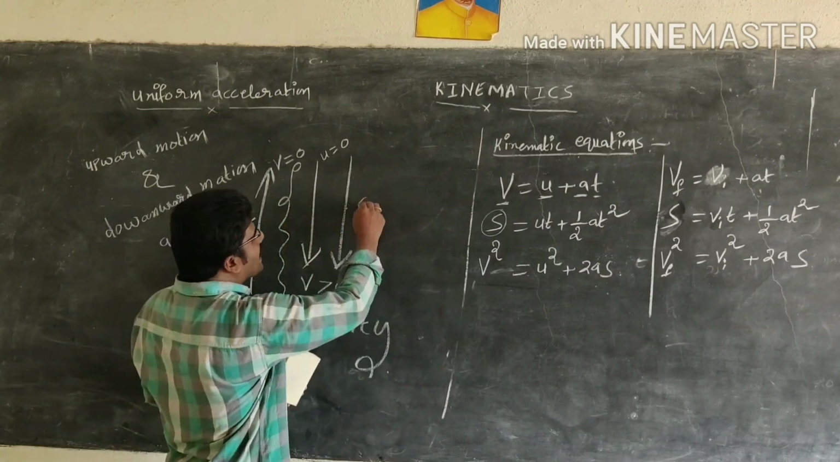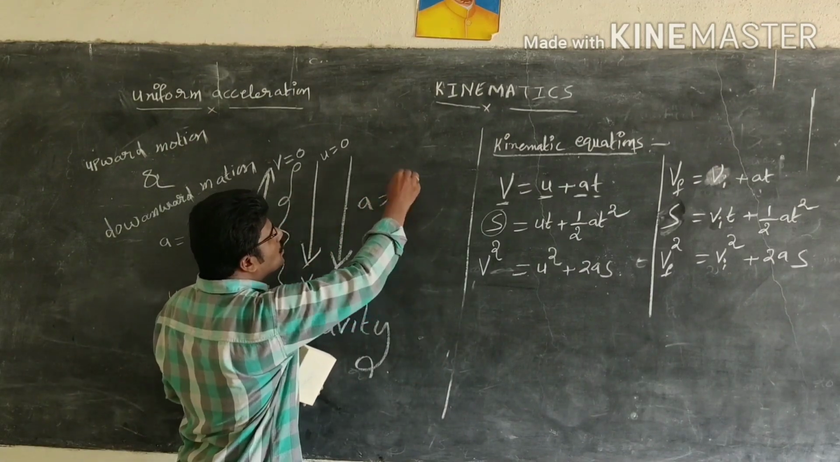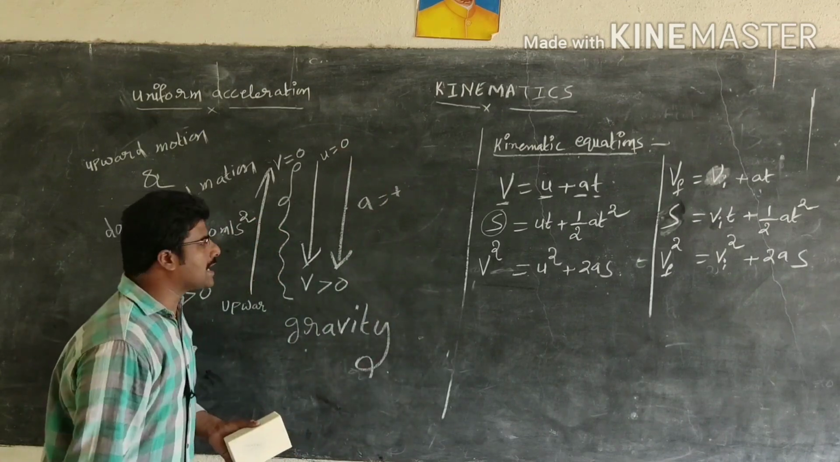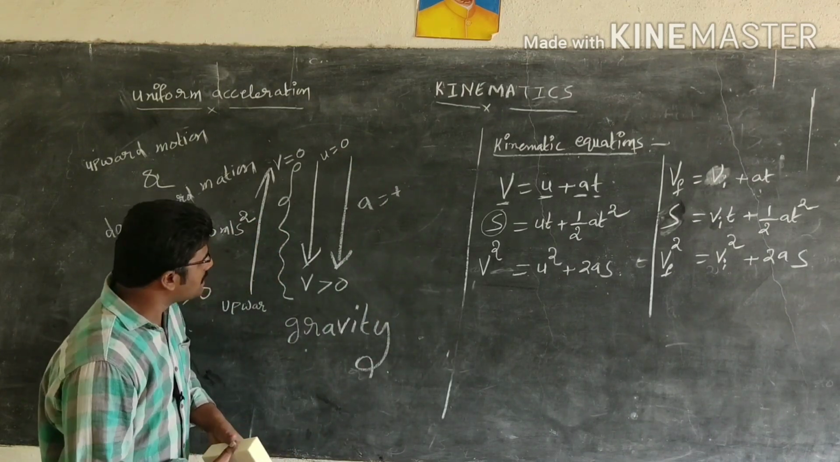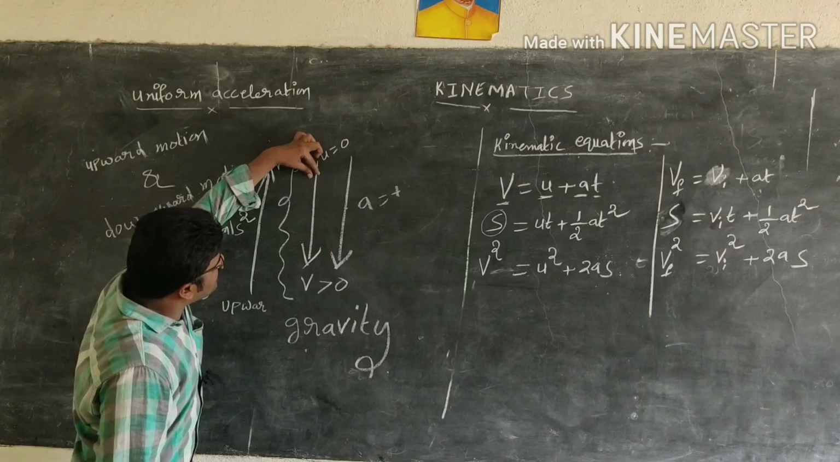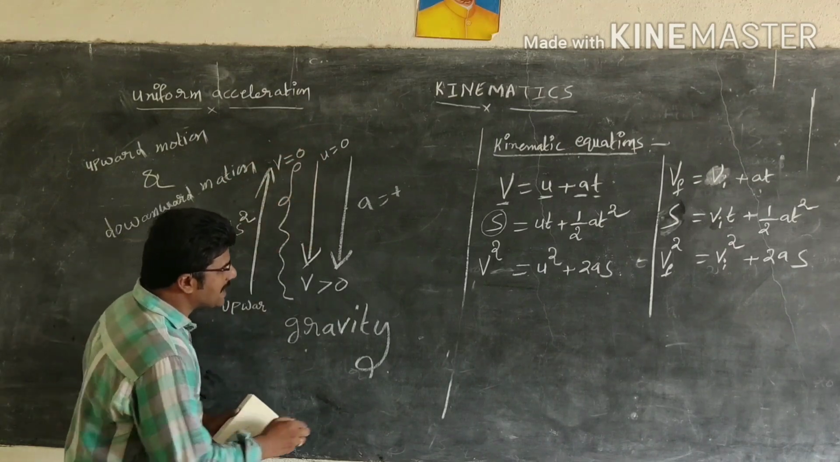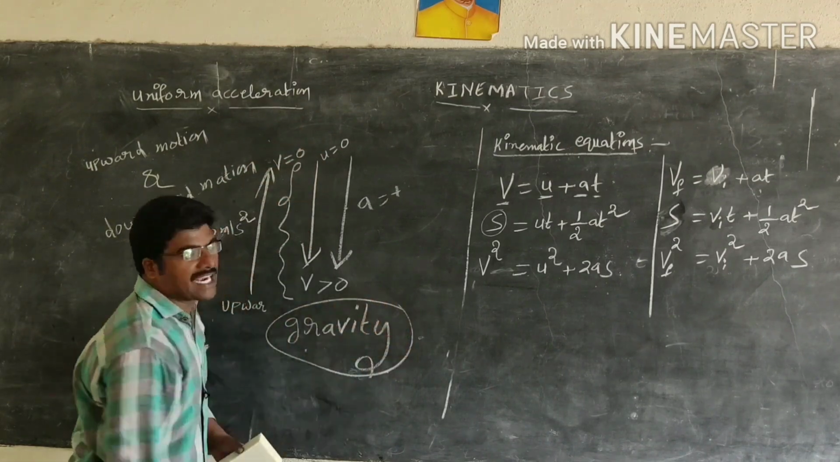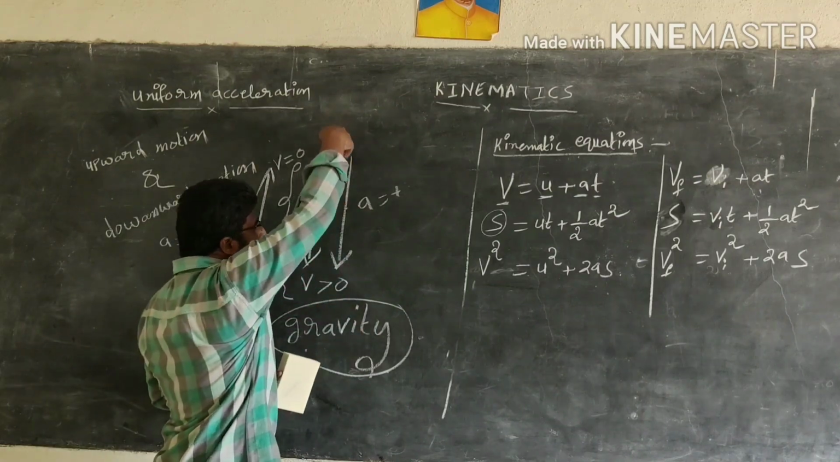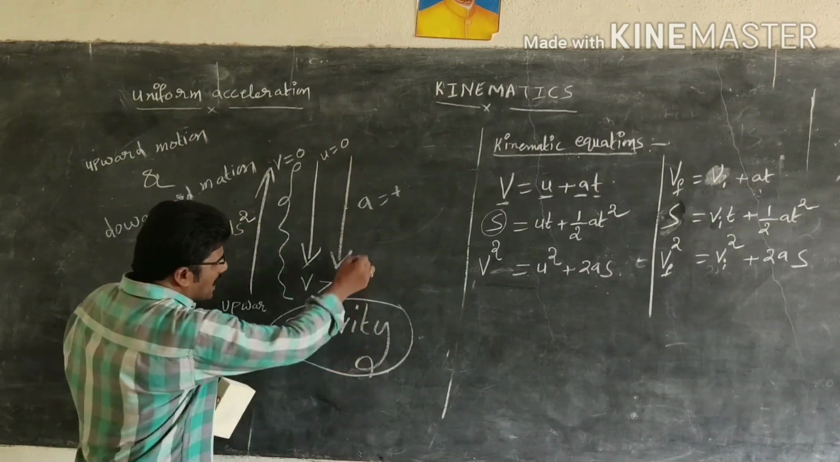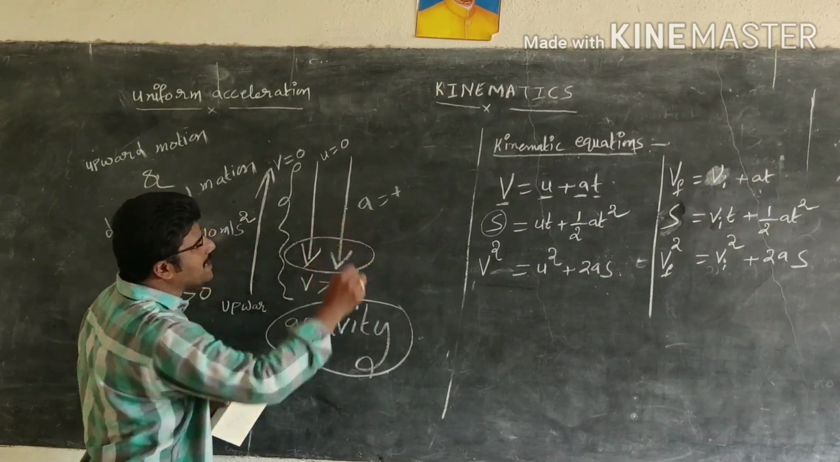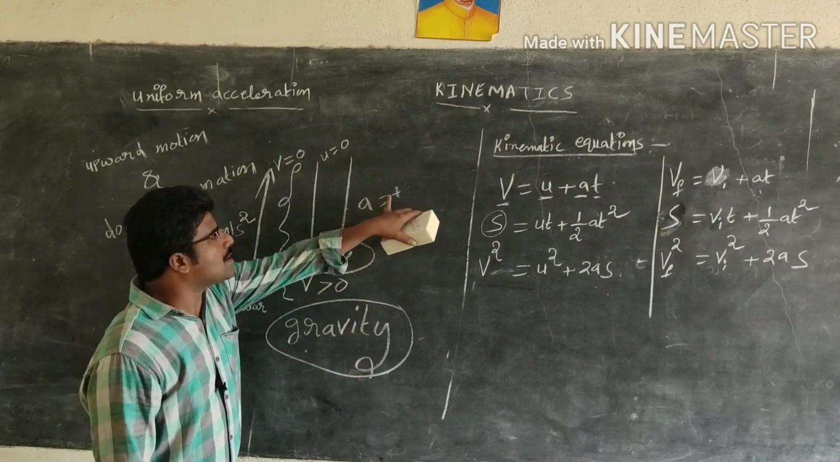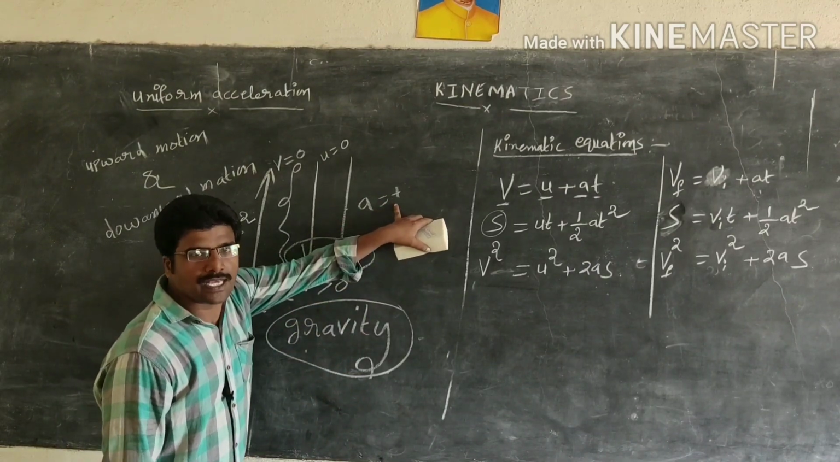So we are going to take a as positive. Why are we going to take a as positive? Because here the body motion is in the downward direction, whereas the gravity force, the earth's gravity force, is also in the downward direction. Here both directions are the same. So we have taken positive 10.